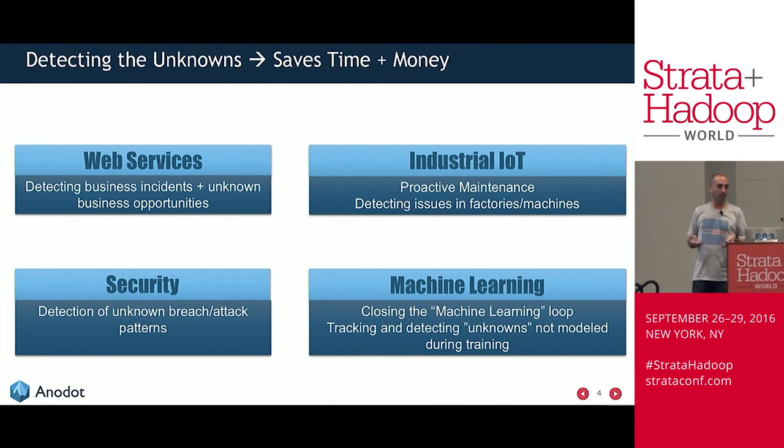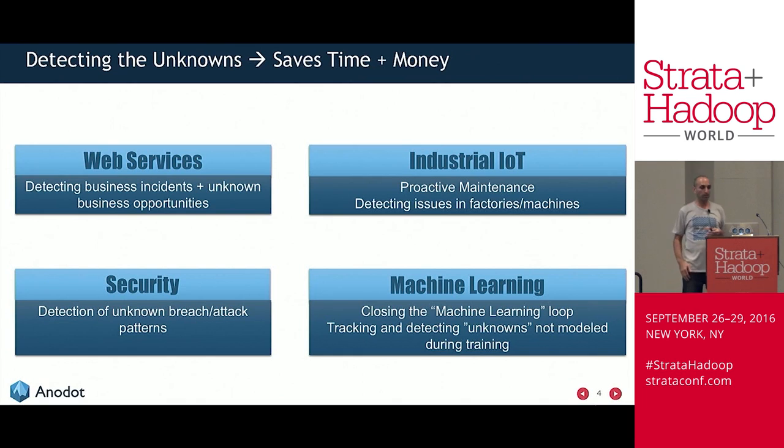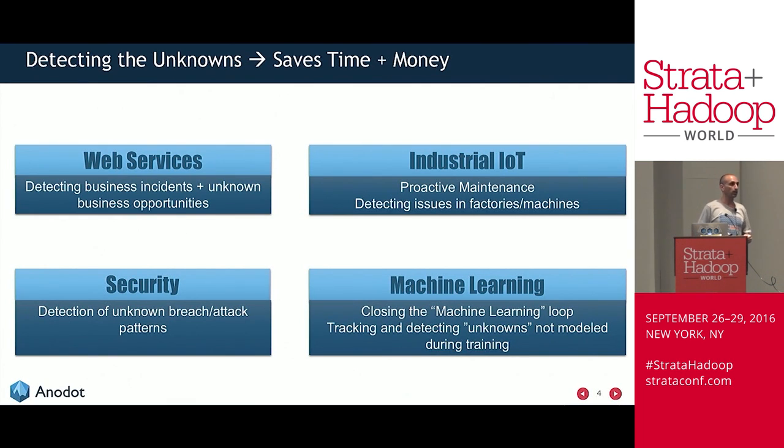If you look at industrial IoT, which is becoming a very hot space, proactive maintenance of machines that you sell to your customer is something that you need anomalies for if you want to be proactive about it. Security is an obvious one, detecting unknown attacks from data. Not everything can be encoded into rules, and a lot of things that hackers do, the rules haven't been built for them yet, so anomaly detection really helps there.